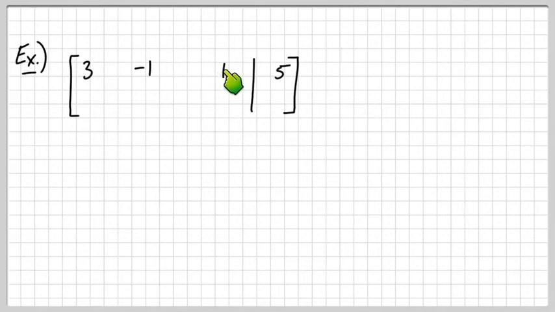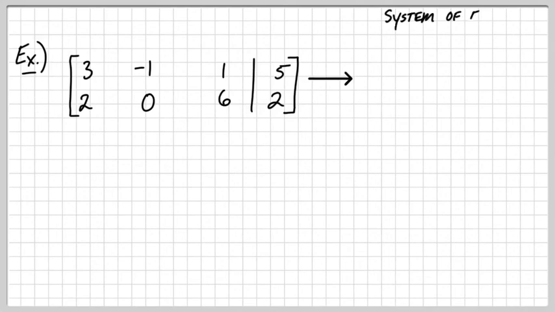Let's look at one more example along these lines. I'm going to give you an augmented matrix to start. So 3, negative 1, 1, and 5 in the first row. In the second row, 2, 0, 6, and 2. And you might have a pretty good idea of what I'm going to ask at this point before I even ask it. Now I'm presenting you with an augmented matrix. I'd like you to convert it to a system of equations. In other words, put this into XYZ form.